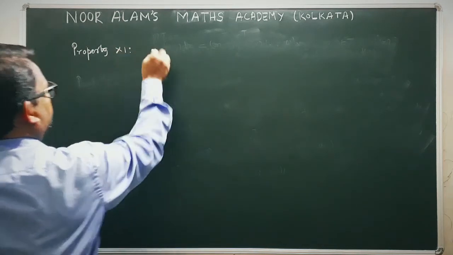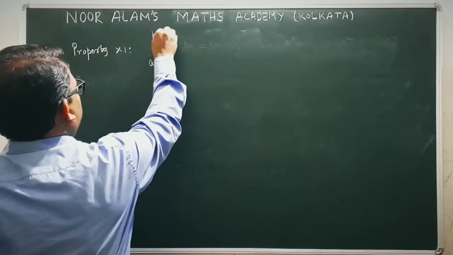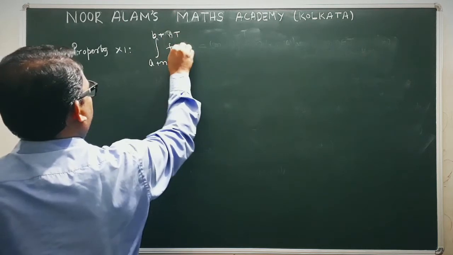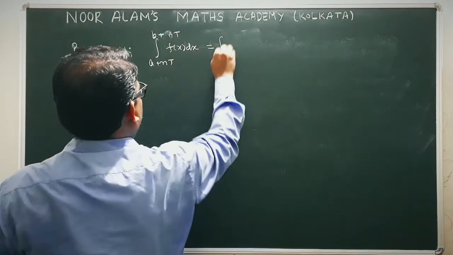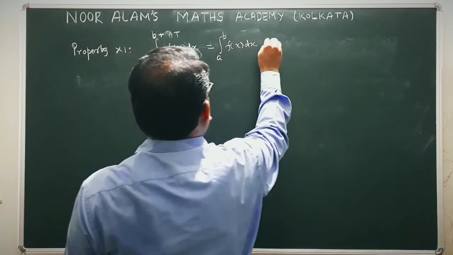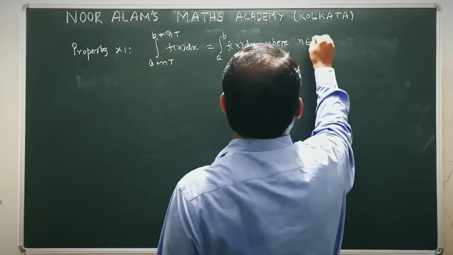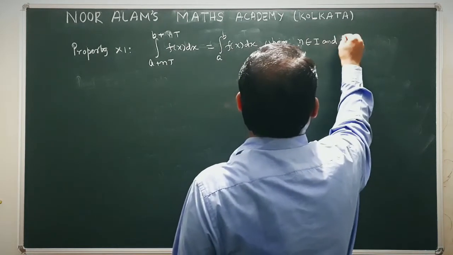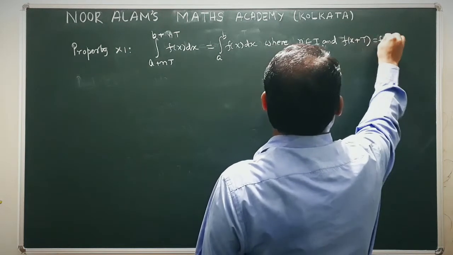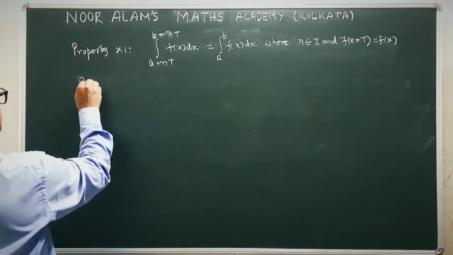Property 11: integration a plus nT to b plus mT f(x) dx can be written as integration a to b f(x) dx, where n belongs to integers and T is the period of the function, f(x + T) is equal to f(x). Now the proof of this property.